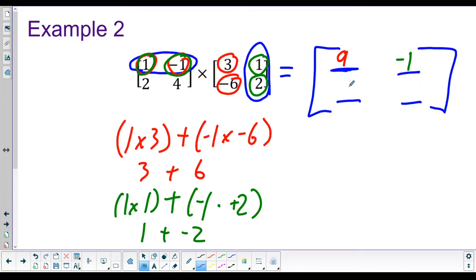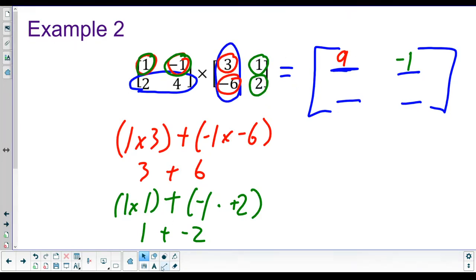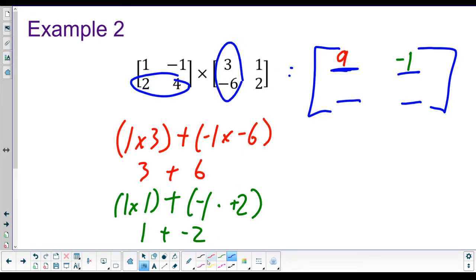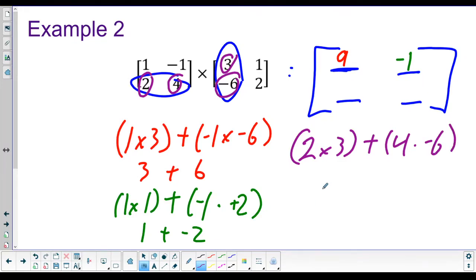All right. Now I want the second row, so I have to use the second row. And I want the first column, so I have to use the first column. And let me erase some of this stuff just to clean that up a little bit. So we're looking at second row, first column, and you just go in order. So first number in the row times first number in the column, plus second number in the row times second number in the column. So 4 times -6. So this is 6 plus -24, and that's -18. So we put that there.